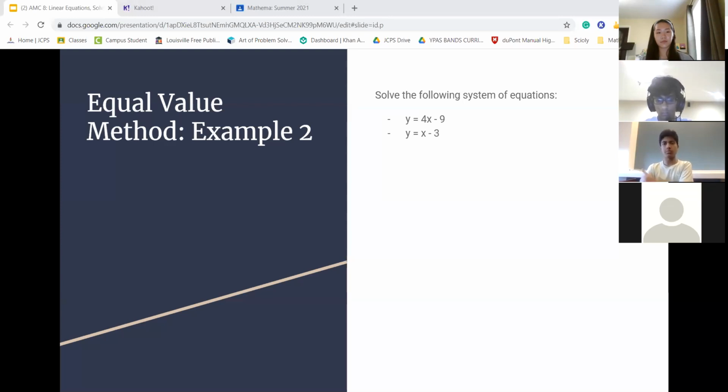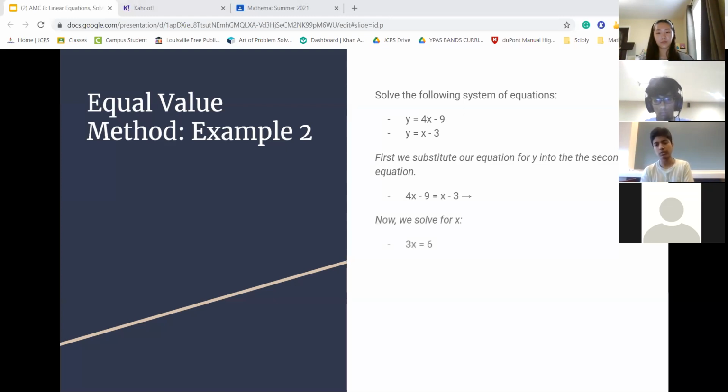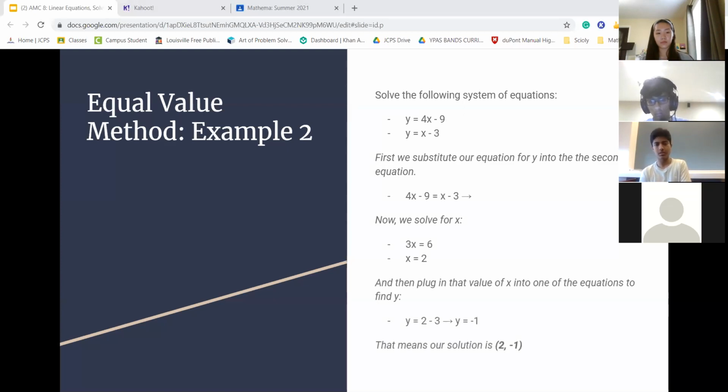Okay, so we've gotten some more answers, so we can go over it now. When we set the equations equal to each other, we get 4x minus 9 equals x minus 3. When we solve for x, we get x equals 2. Then we just plug x equals 2 into our original equations, and we get 2 comma negative 1. That's really all you need to do to solve this system of equations.